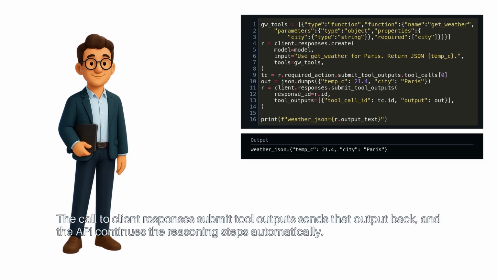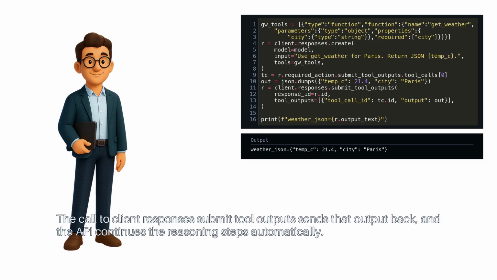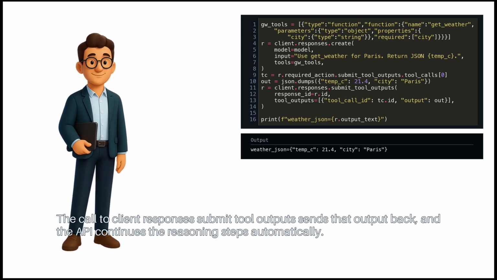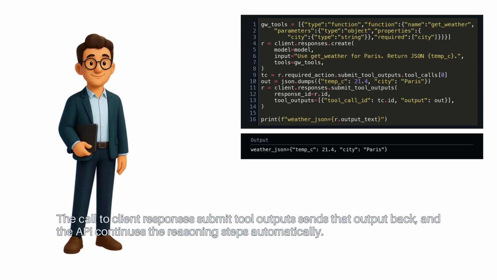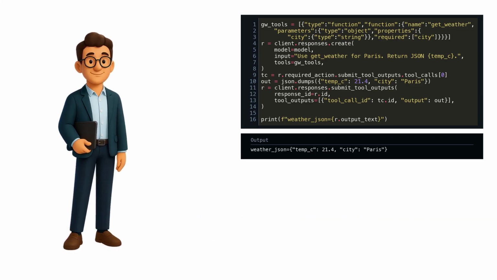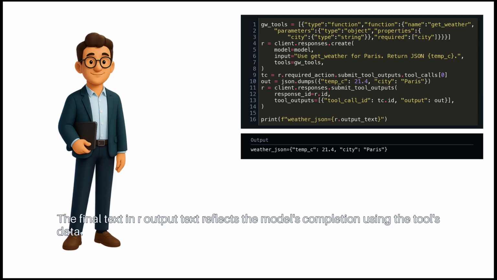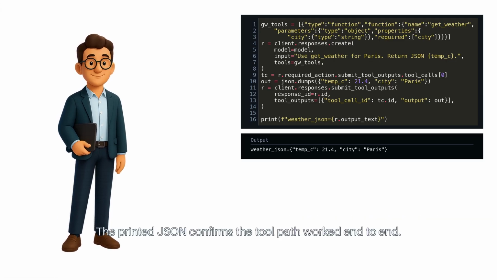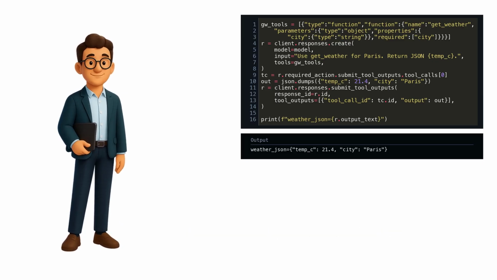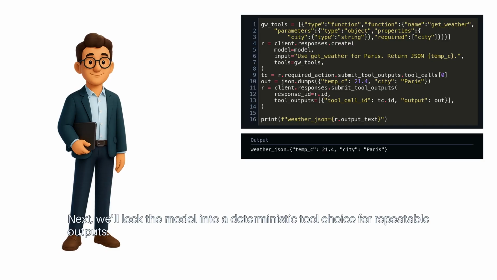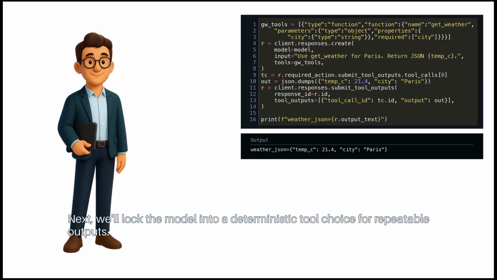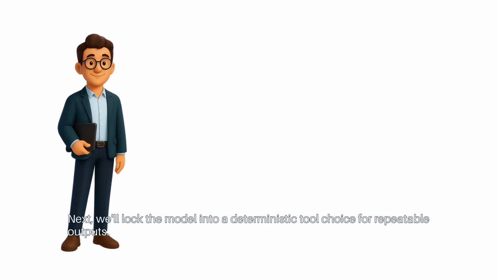The call to client.responses.submit_tool_outputs sends that output back, and the API continues the reasoning steps automatically. The final text in output_text reflects the model's completion using the tool's data. The printed JSON confirms the tool path worked end to end. Next, we'll lock the model into a deterministic tool choice for repeatable outputs.